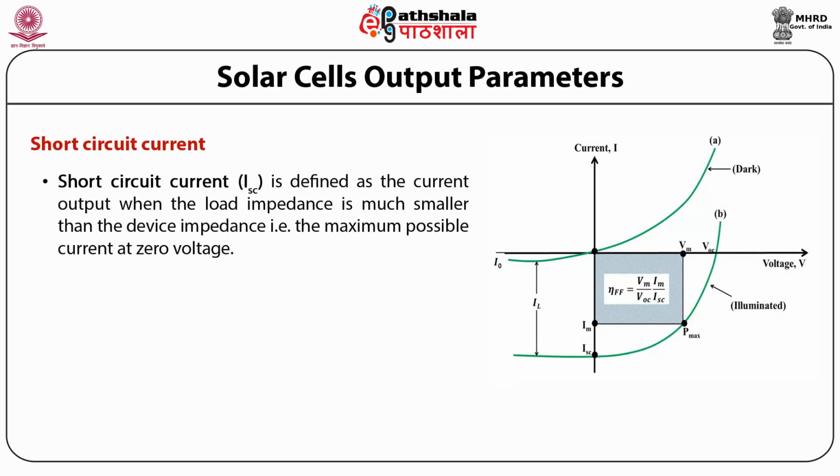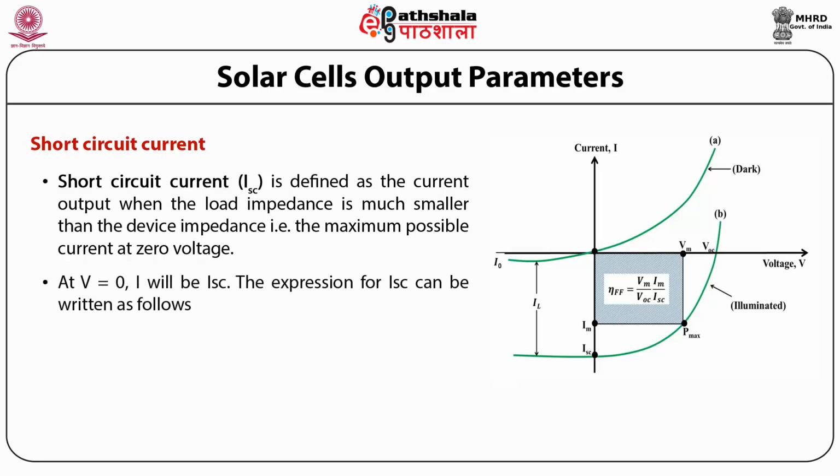Short circuit current, or ISC, is defined as the current output when the load impedance is much smaller than the device impedance, that is, the maximum possible current at zero voltage. So, putting V equal to 0, I will be ISC. The expression for ISC can be written as I equal to Is exponential of QV by KT minus 1, minus IL, at V equal to 0.